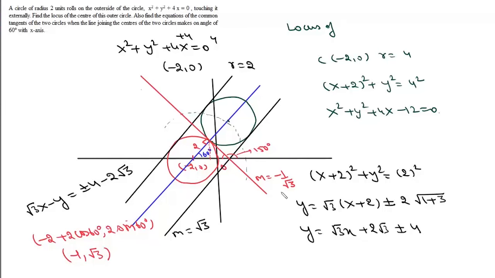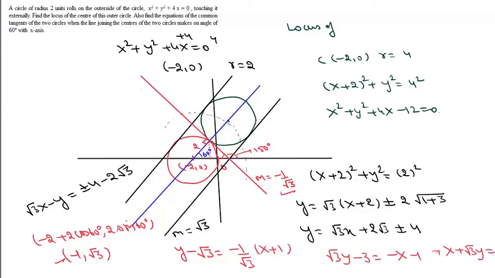So once we have slope and point, we can write the equation of this tangent, and that will be y - √3 = m(x + 1). So we get √3y - 3 = -x - 1, or simply x + √3y = 4. So these are the equations of 3 tangents to the 2 circles.